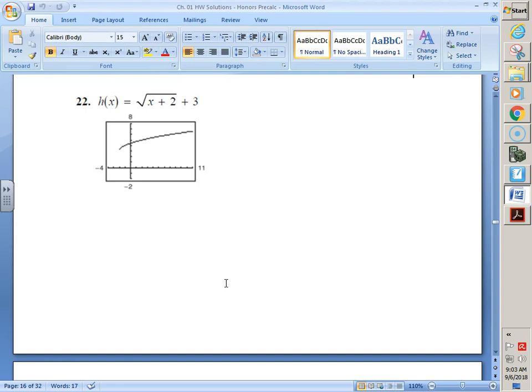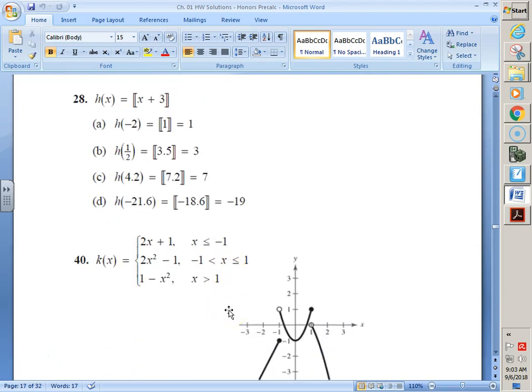Next one. For number 28, the trickiest one was probably D. Did anybody put negative 18 for D? Oh, okay, okay.